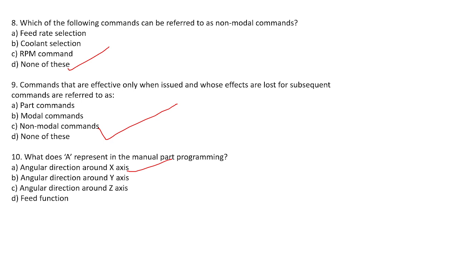So here the question was given: M code is used to specify the feed in machining operation. Is the statement true or false? This statement should be false, right? M code doesn't specify the feed rate. It provides the auxiliary functions of the machine tool, such as spindles, not the feed rate.